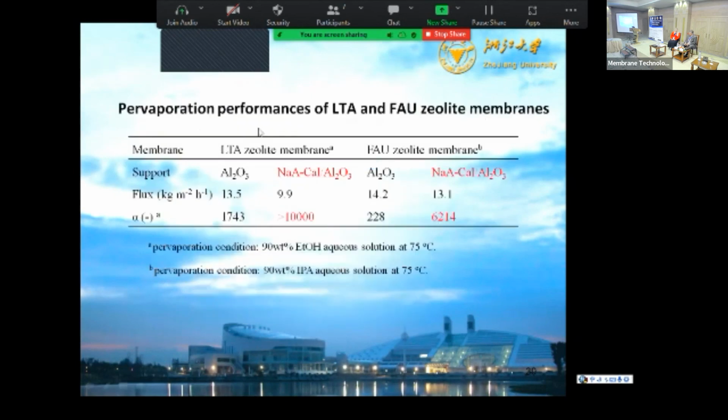But from the separation performance, we can see only on the sodium A cal alumina support we can get membranes with very high separation factor. For example, for zeolite A, the separation factor is higher than 10,000, and for faujasite membrane, the separation factor is higher than 6,000. The alcohol solution for separation is different for A and faujasite. For the A membrane it is ethanol, and for faujasite it is isopropanol.